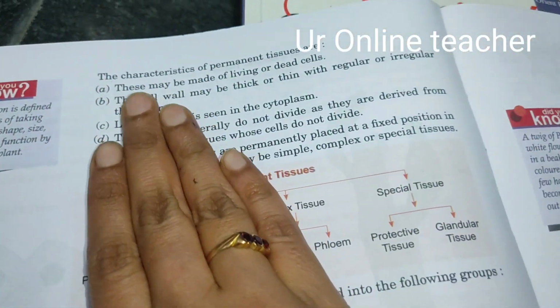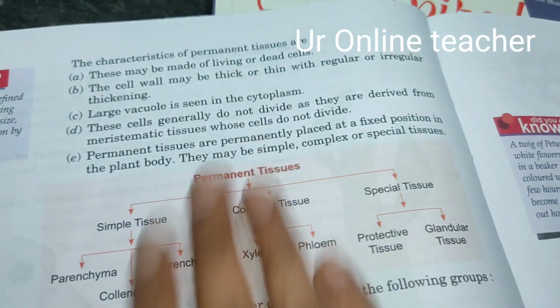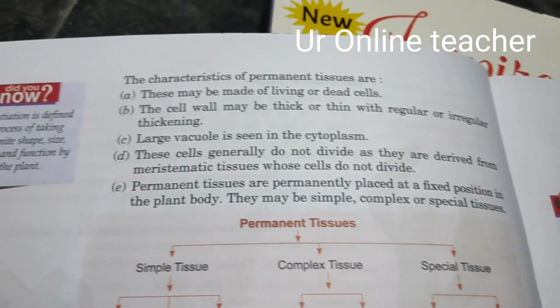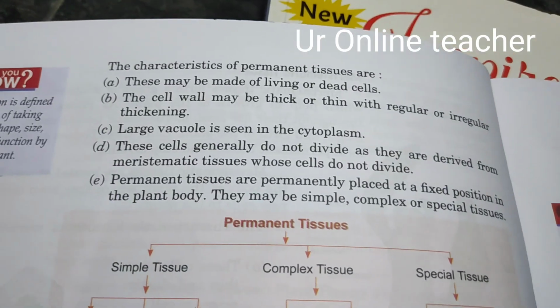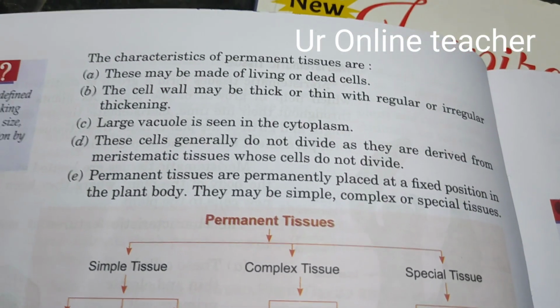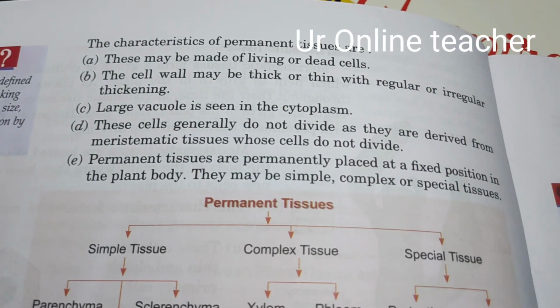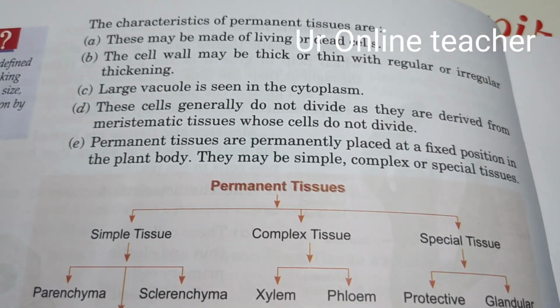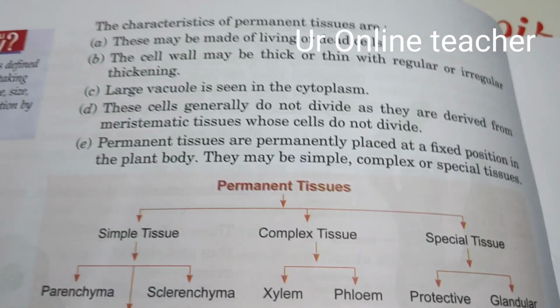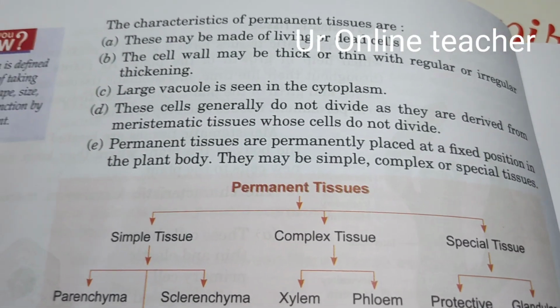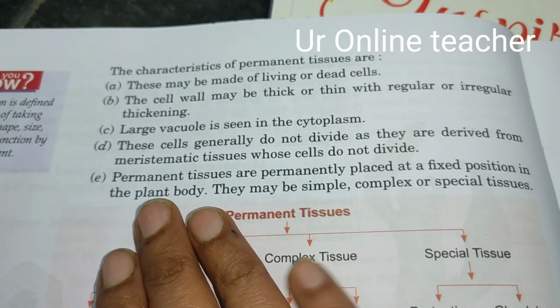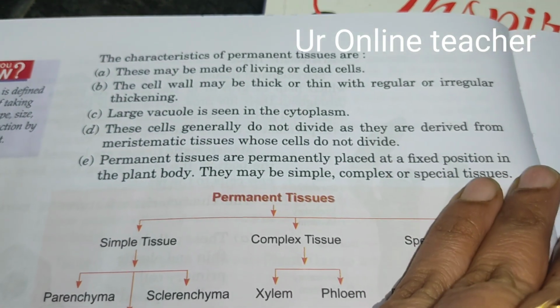Let's see. They are made up of living or dead cells. These permanent tissues are made up of both living and dead cells. The cells may be thick or thin with regular or irregular thickening. Large vacuole is seen. The cells do not divide. We know that permanent tissues will not divide like meristematic tissues, and permanent tissues are permanently placed at a fixed position.